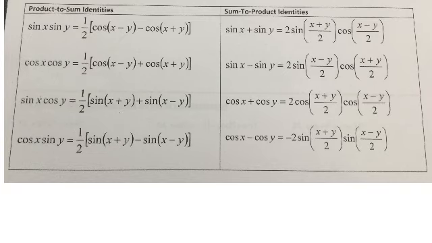Right here, this is the opposite direction. So we're going to start with a sum, two things being added or subtracted, and we're going to rewrite that as a product where things are being multiplied together. You'll be given all of these on the test. You don't have to memorize any of them. But right there is what we're going to be working with today.